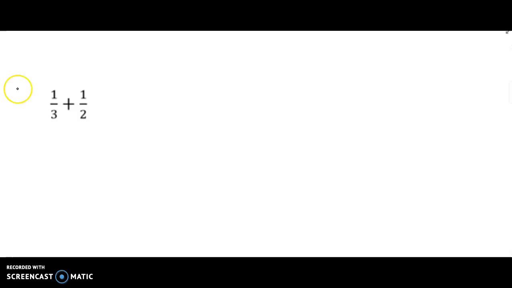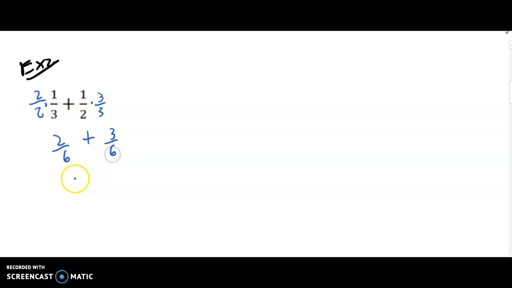Okay, we'll call this example 2. I need to change both denominators in this case. I can see that they have 6 in common. So I'm going to multiply this guy by 2 over 2 to get to 6. I'm going to multiply this one by 3 over 3 to get to 6. 2 over 6, 3 over 6. We can write it like 2 plus 3 over 6, and 5/6 is our answer.